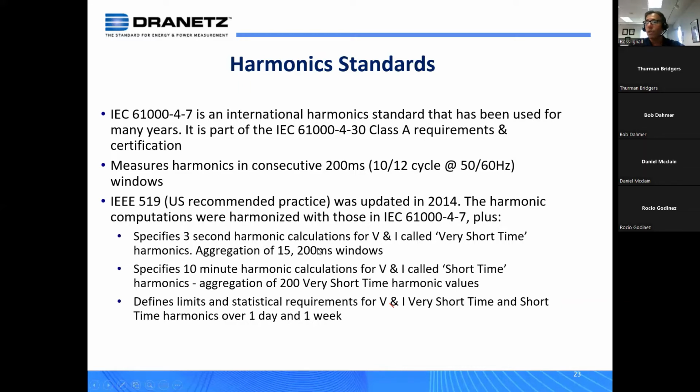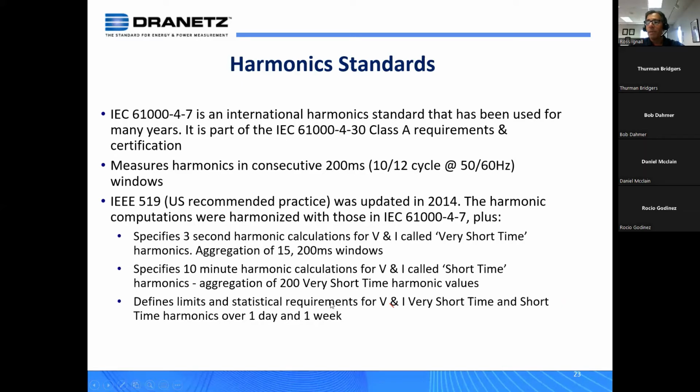Our next slide will show that to you. Then they did 10-minute harmonic calculations for voltage and current called short time harmonics. That's an aggregation of 200 of these very short time harmonic windows. So the shortest window is 3 seconds and then aggregated to 10 minutes in 2 different parameters.